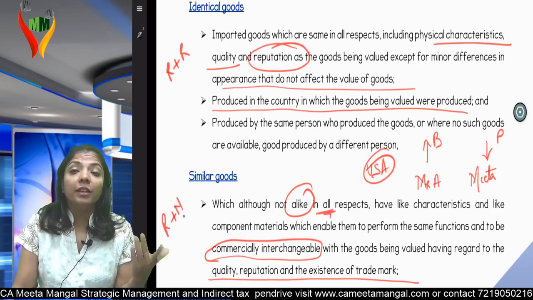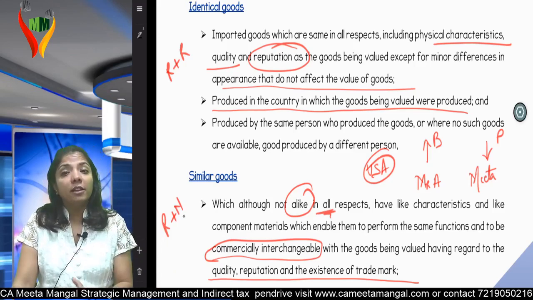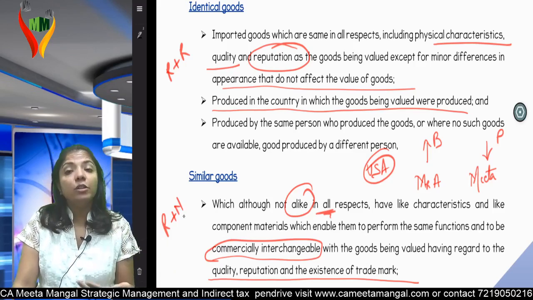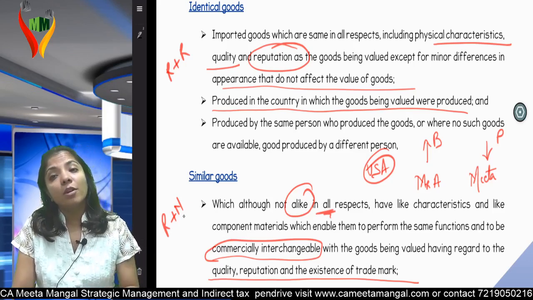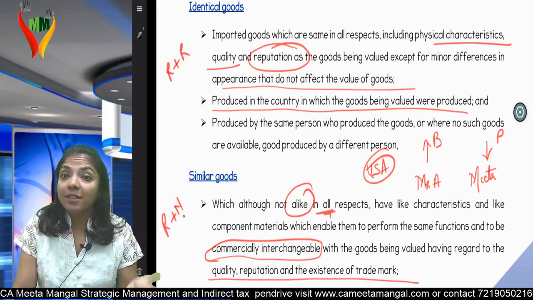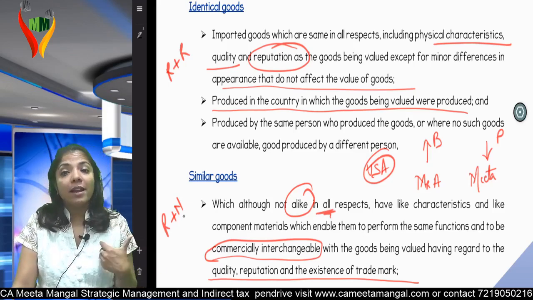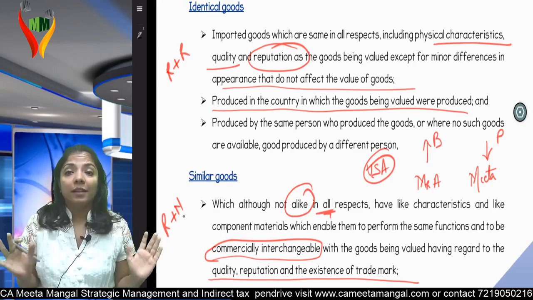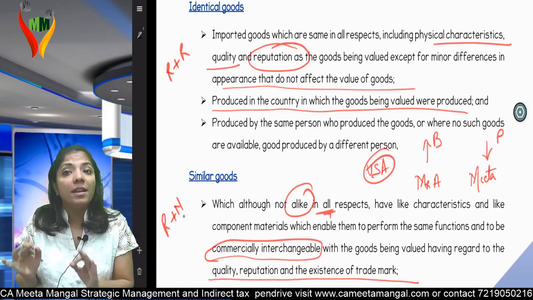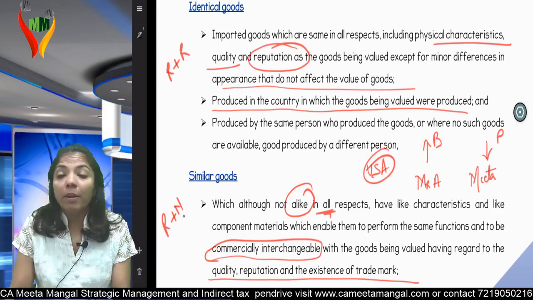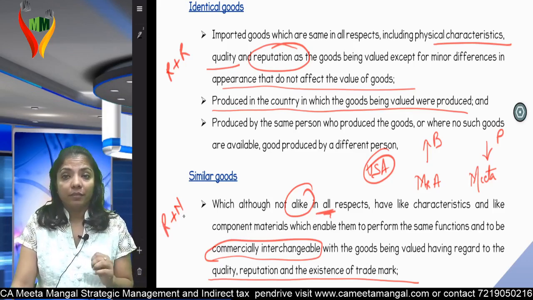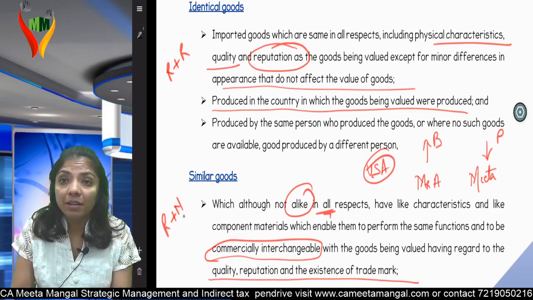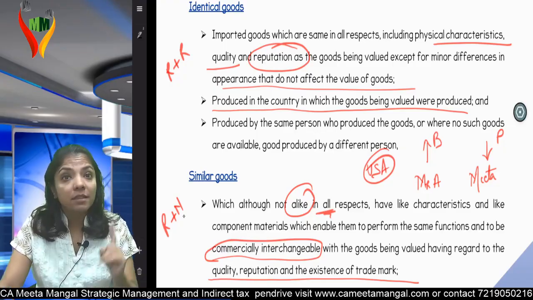They are commercially interchangeable. Commercially interchangeable means assume I went to a shop to purchase Reebok and Reebok was not available. I purchased Nike because Reebok and Nike for me are equal status, equal level, equal quality, but they are not exactly identical to each other. Identical means both are Reebok. Here they will be called as similar.